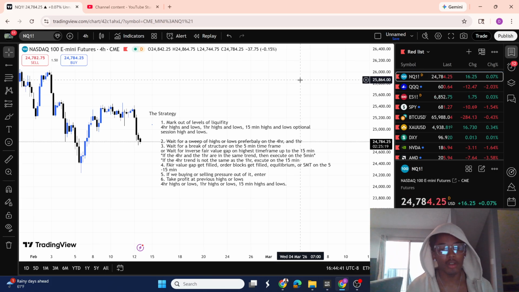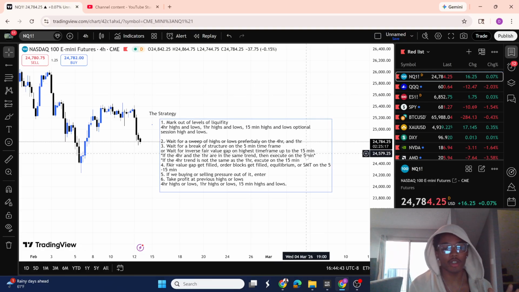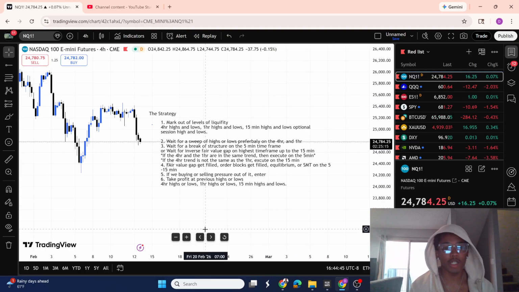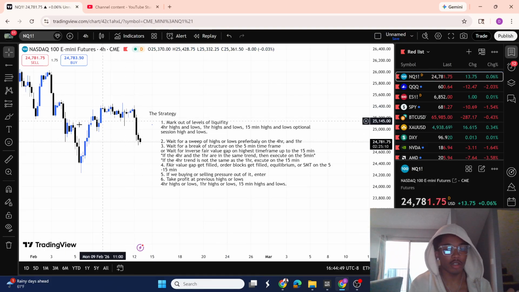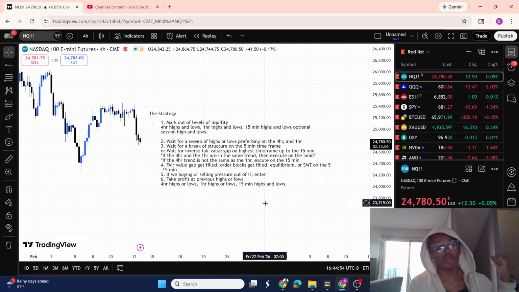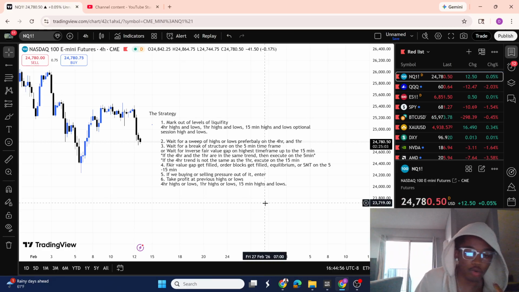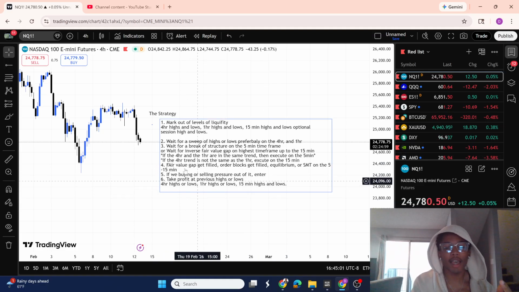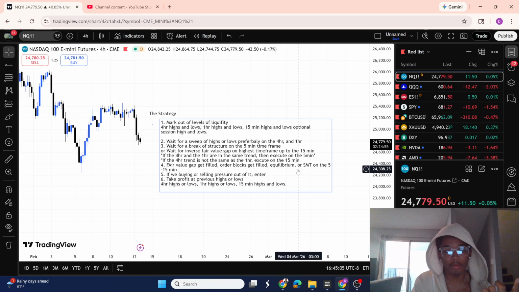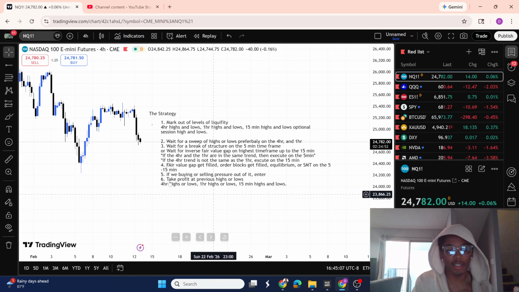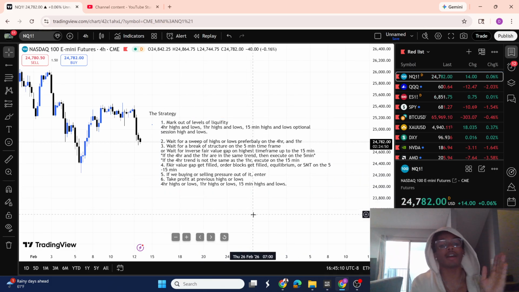Once we confirm our break of structure, now we can use our continuation confluences, because once we break structure, there's likely a large displacement going on. We want to see a fair value gap. We want to see an order block or equilibrium or an SMT. If we see price tap into these areas, like the fair value gap, the order block, or equilibrium, now all we need to see is buying or selling pressure out of that confluence, and then we enter.